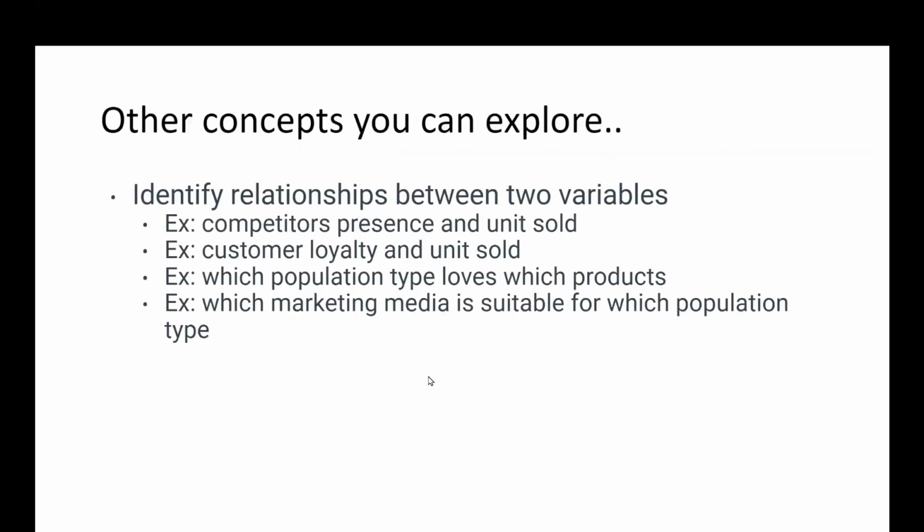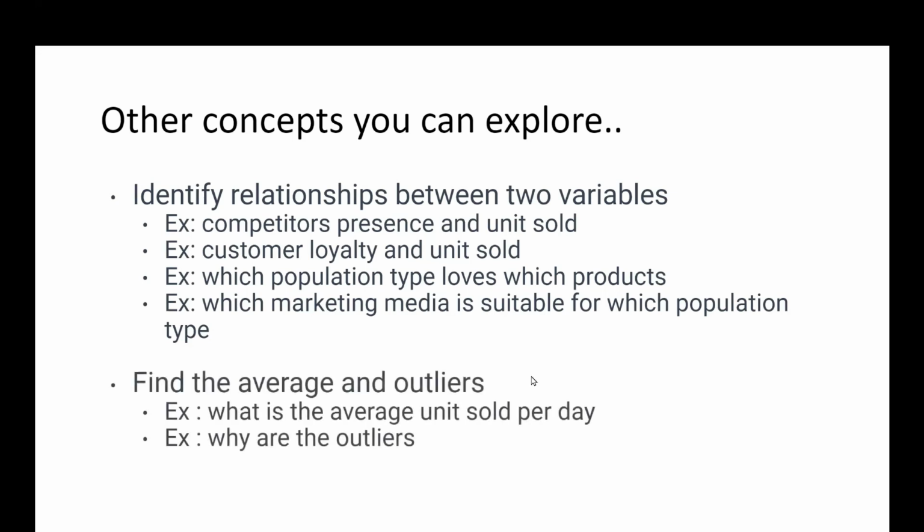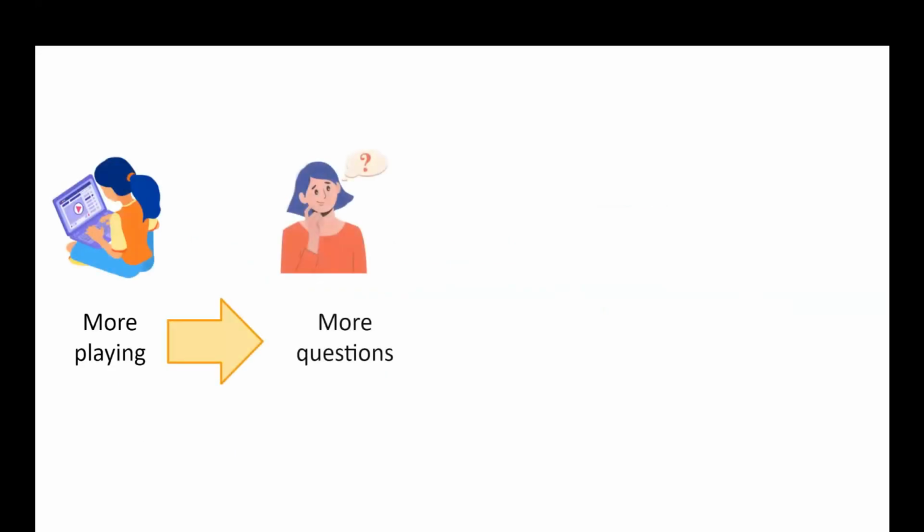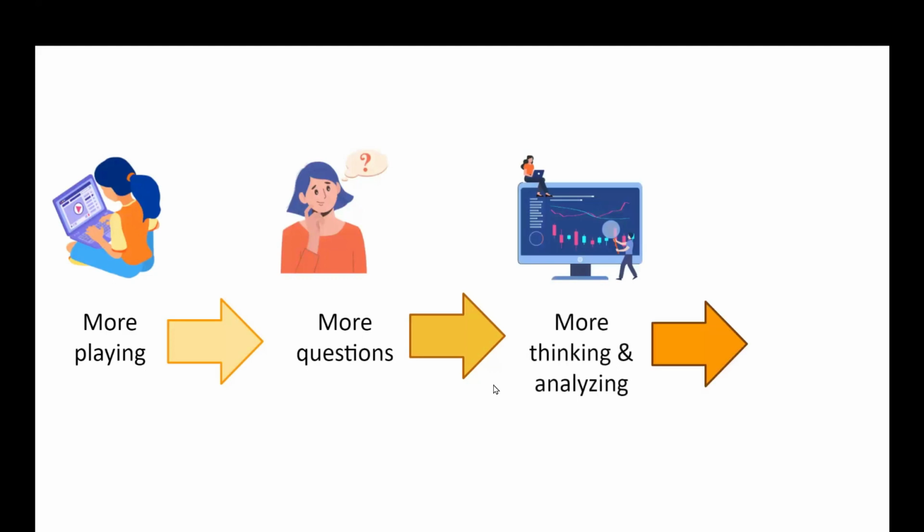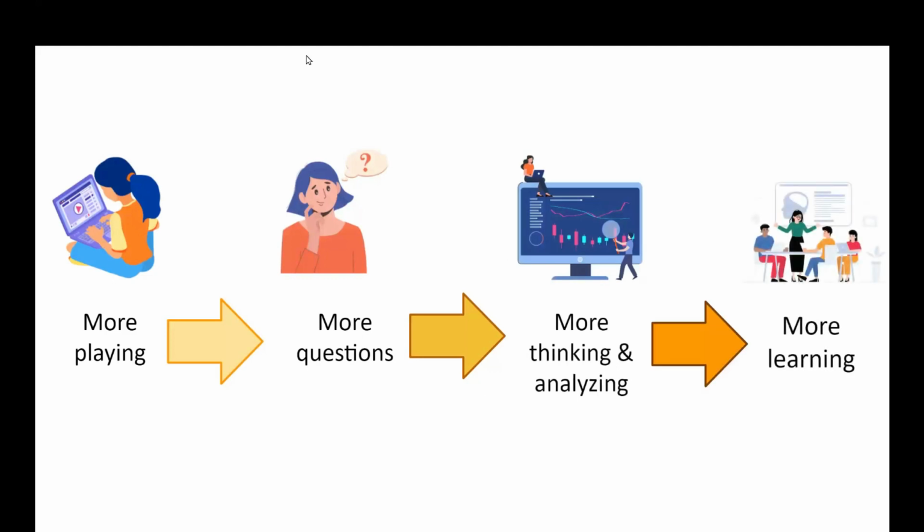Another concept you can do, you can find the relationship between two variables. What's the competitor's presence and units sold, customer loyalty versus the units sold, population, and so on. There's a lot you can discover just from a very short game like this. So more playing leads to more questions, more thinking, analyzing, and more learning. That's the whole Monsoon Sim way of teaching and learning.